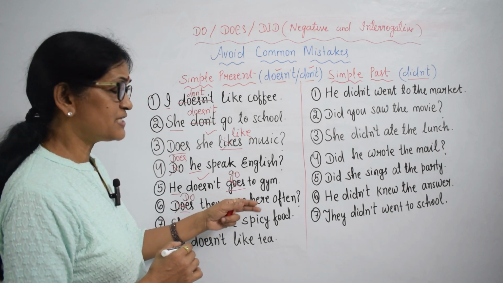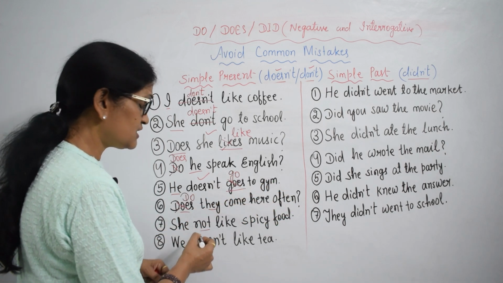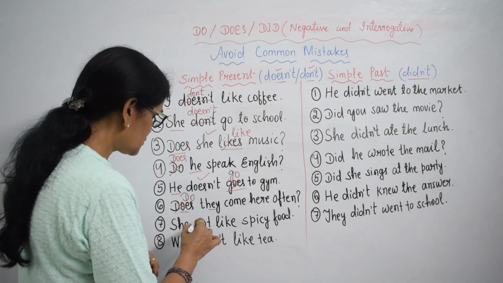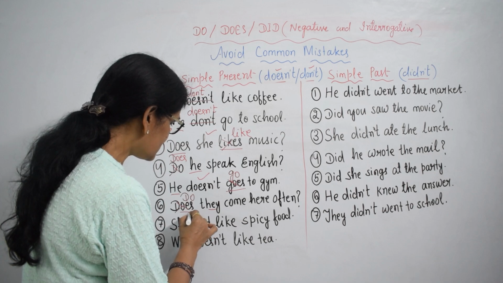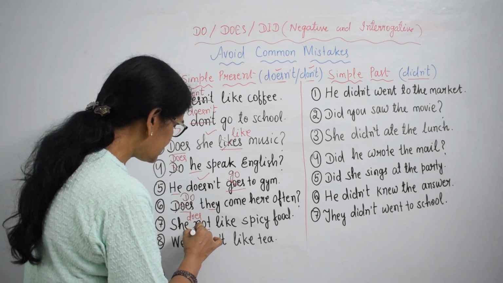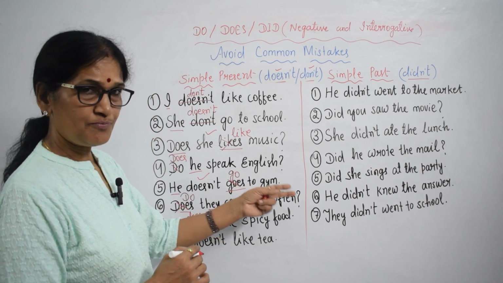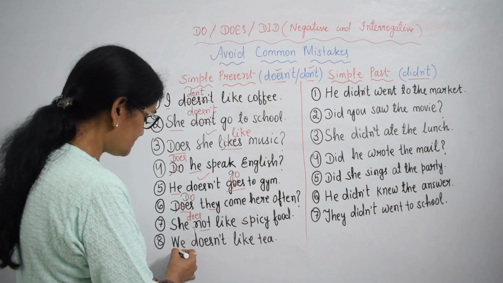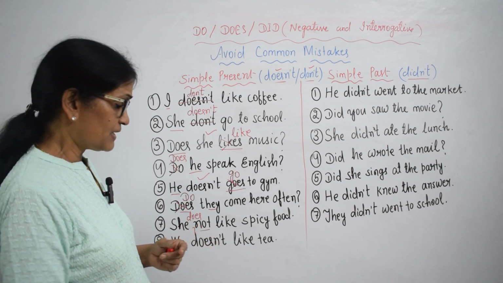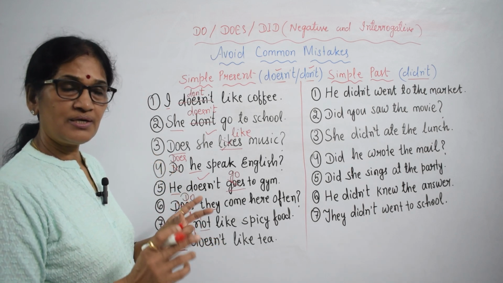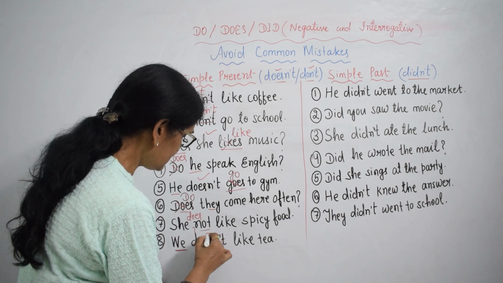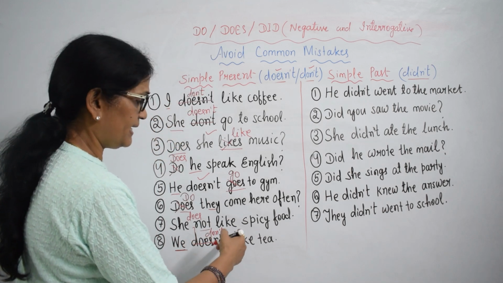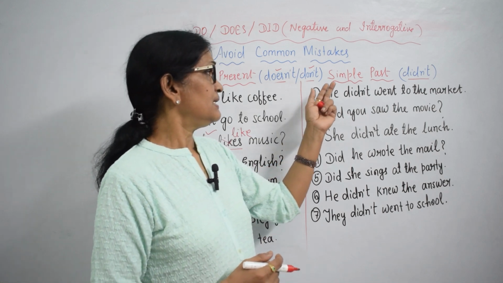"She not like spicy food." She not. This is one negative sentence. In a negative sentence, there must be an auxiliary verb. So, this will be does not. She does not like spicy food. "We doesn't like tea." First person pronoun agrees with don't, not doesn't. So, instead of doesn't, don't. We don't like tea.